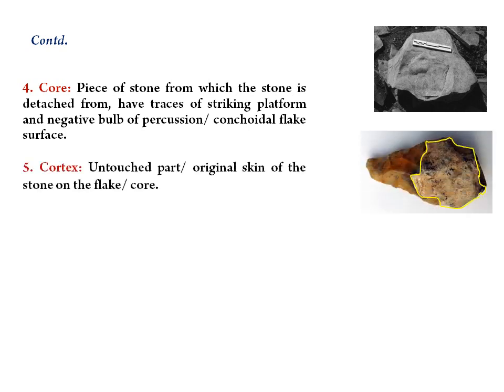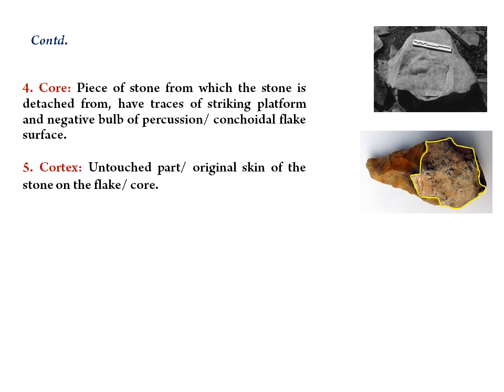Now, cortex is where there are traces of the original skin, or the exfoliation or weathering pattern of the rock, is evident. How does this cortex emerge? If you take the core tools or the flake tools, depending upon the types and techniques adopted, some part of the tool has the original surface of the natural rock, that is the original skin of the core, that makes a cortex.